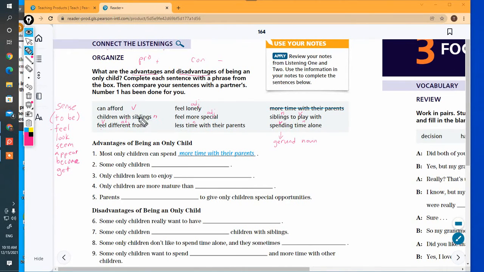Okay, so I'm back. The idea was to finish the activity on your own. Let's check it. All right, I'm doing it for the first time. These are advantages of being an only child, and disadvantages of being an only child. Some only children. Okay, some only children. Advantages. Can afford children. Feel different from. Some only children. Maybe feel more special.